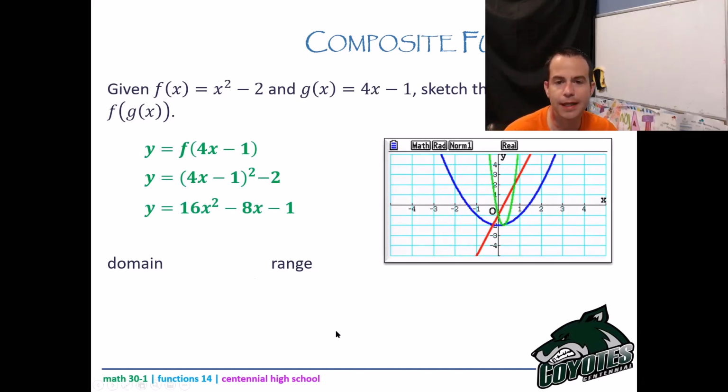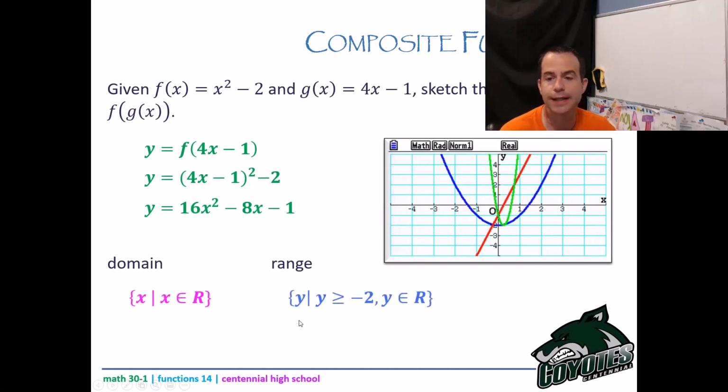Okay, so the domain is x is a member of the reals. I have a quadratic there. And then the range will be y is greater than whatever that minimum point is. And when you calculate it, you should get negative 2. So x is a member of the reals for the domain, and the range is y is greater than or equal to negative 2. Y is also a member of the reals.